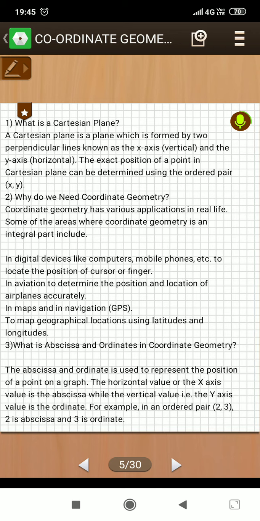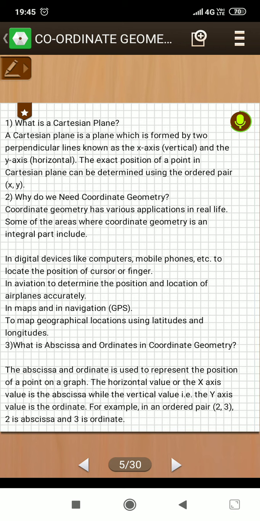Going to the next question, the second one. Why do we need coordinate geometry? Answer: coordinate geometry has various applications in real life. Some of the areas where the coordinate system is an integral part include digital devices like computers and mobile phones, to locate the position of the cursor or fingers. In aviation, to determine the position and location of airplanes accurately. In maps and navigation, GPS, to map geographical locations using latitudes and longitudes.